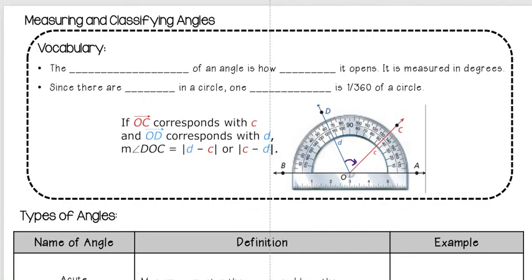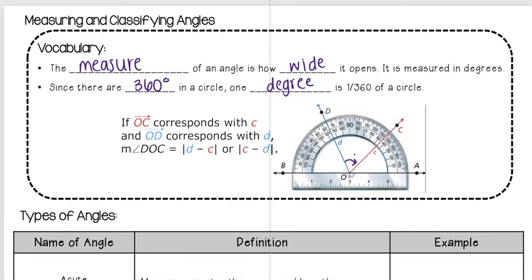So for this video, we're going to be talking about measuring and classifying angles. So first, for just some vocabulary, the measure of an angle is how wide it opens. It is measured in degrees. And since there are 360 degrees in a circle, 1 degree is 1/360th of a circle.